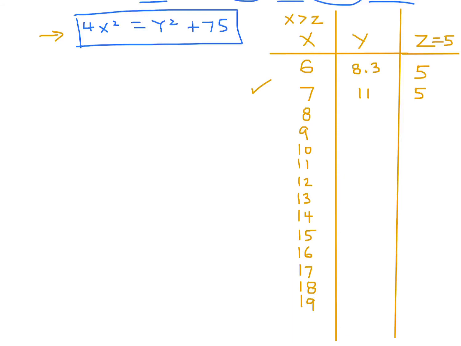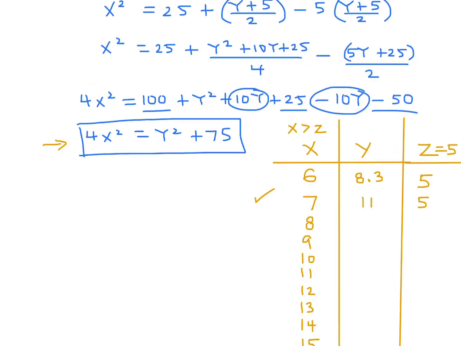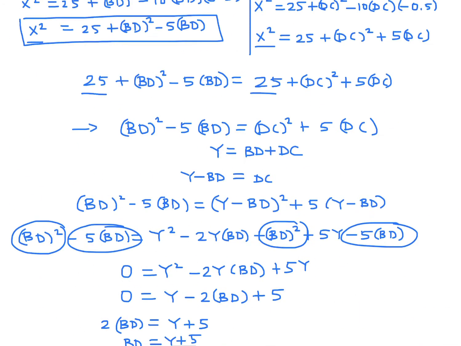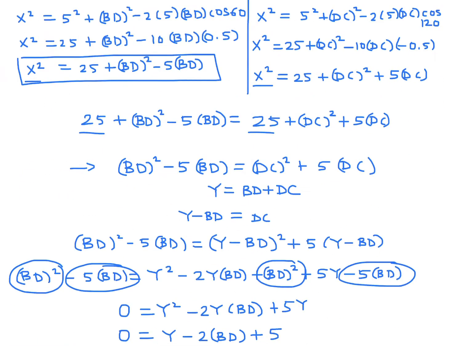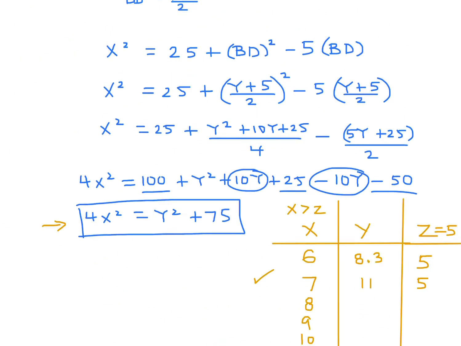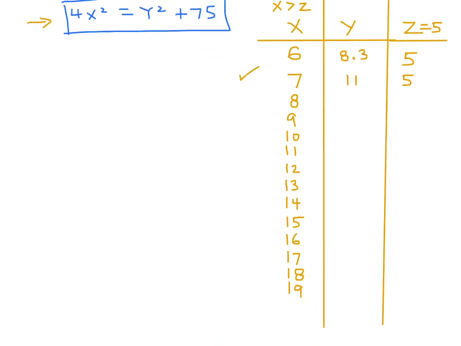And what's interesting about this question is that they tell you, I'll read it for you again, is that determine all other Kirk triplets, right? All, emphasis on the word all. Well, how long do they want me to keep going here? I mean, I can keep going forever, right? There's no limit as to how large x can be.